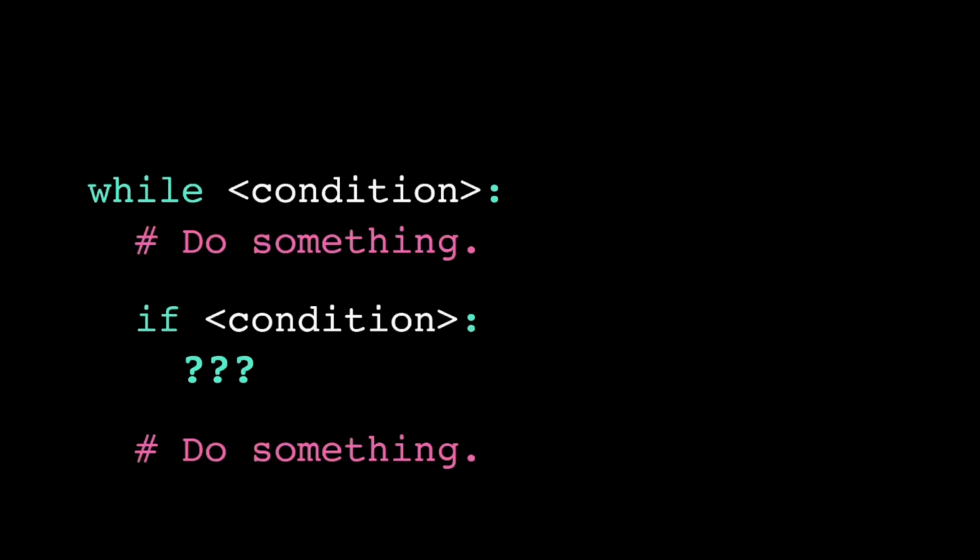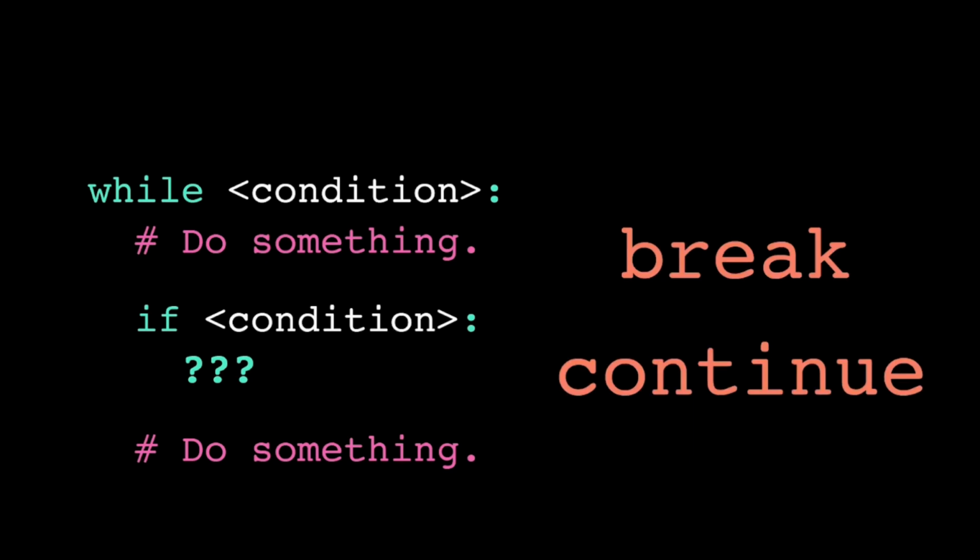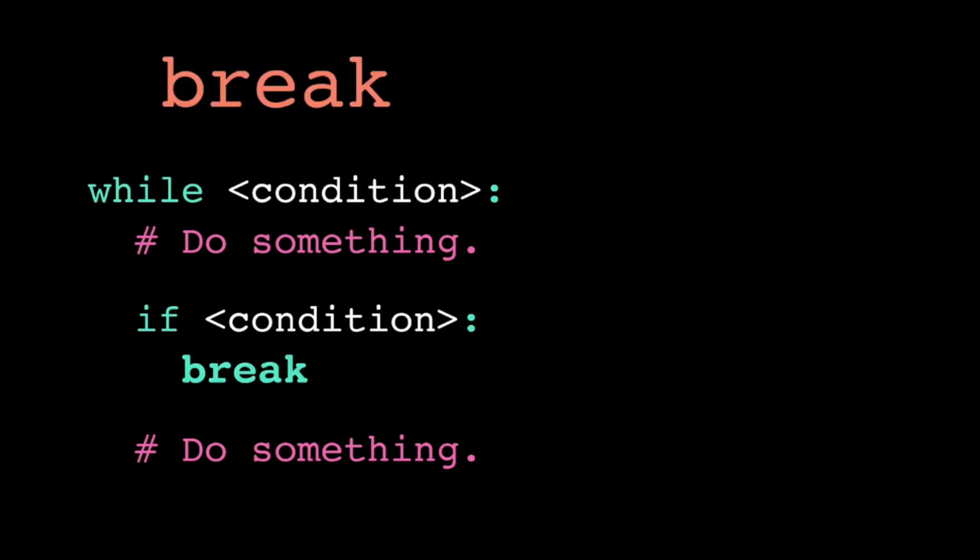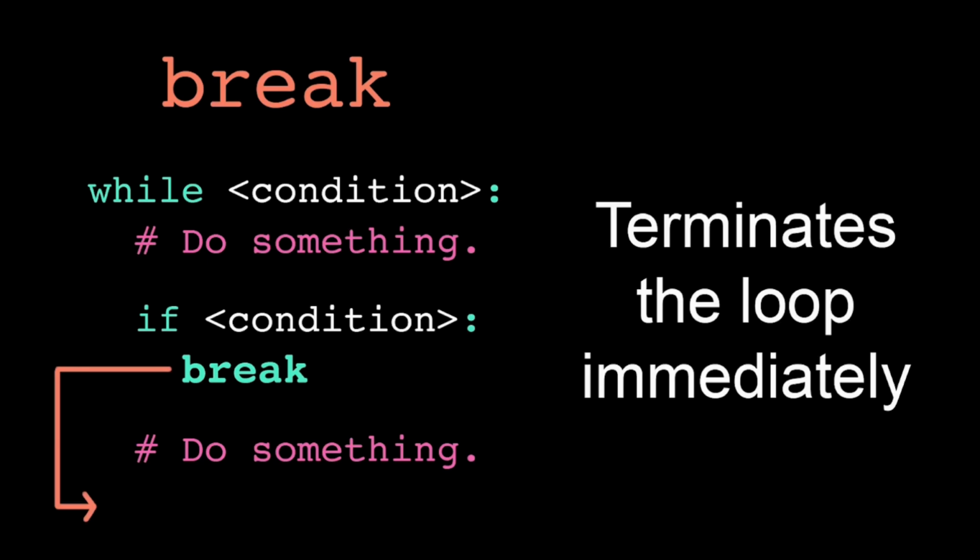Sometimes we want to alter the normal control flow of our loops to either terminate early or skip an iteration. To do this, we can use the break and continue statements. A break statement tells the computer to immediately terminate the loop. We write it with just the keyword break.